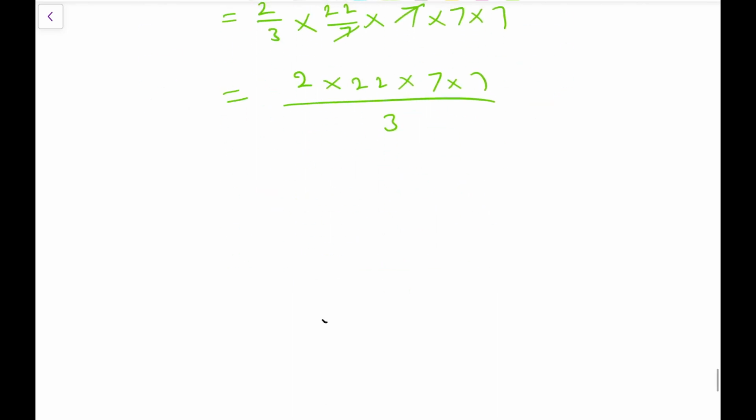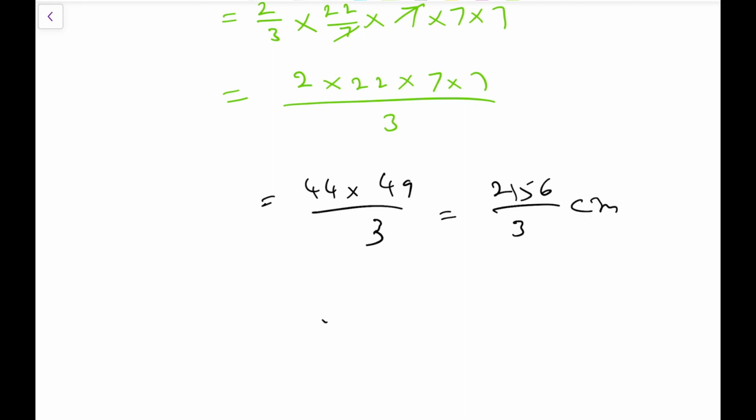2 into 22, that is 44 times 7, 7 sevens are 49, divided by 3 equals to 2156 divided by 3, and we are finding volume, so it will be centimeter cube.